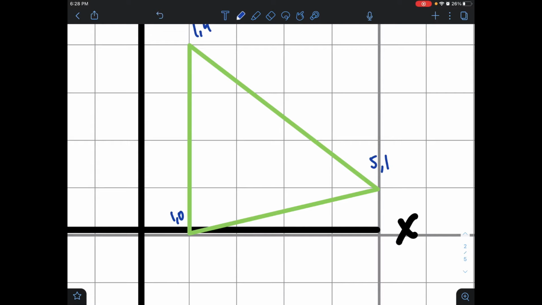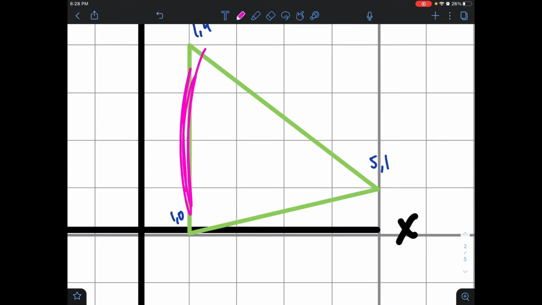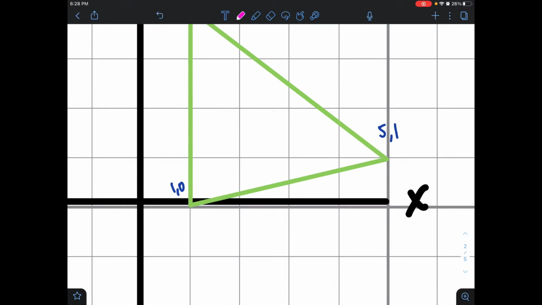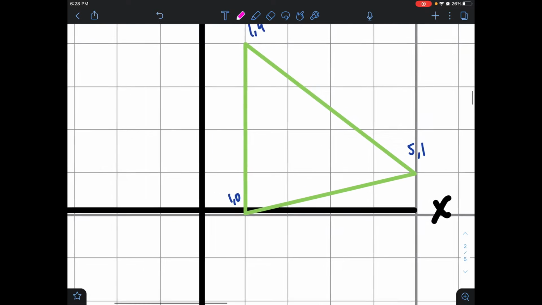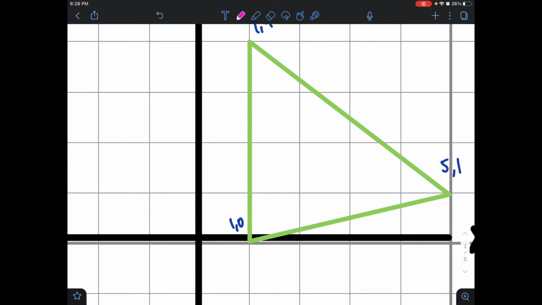So the first step is to just use any two lines on this triangle. I'm going to use this one because it's vertical, so it's obviously easier. Vertical and horizontal lines are always easiest to work with. So we're going to start with this one. The first thing we have to do is find the slope. Since this is a vertical line, the slope is undefined.